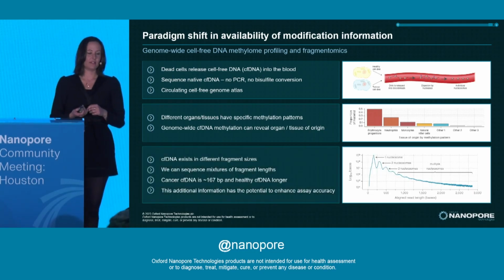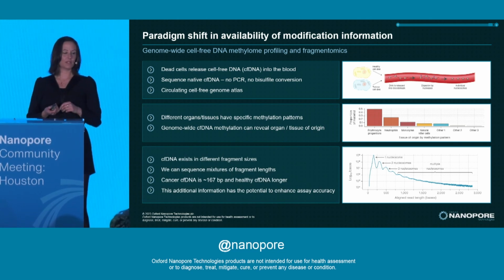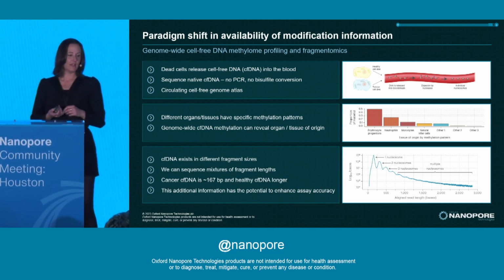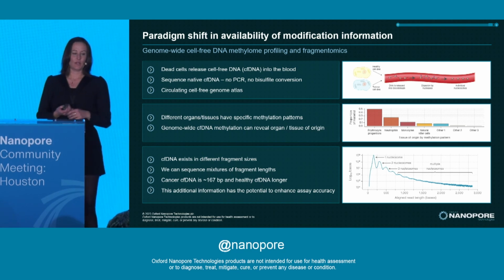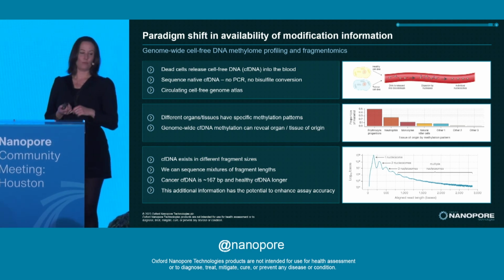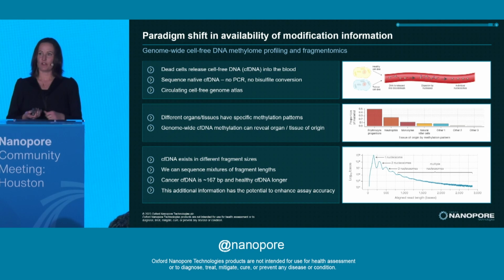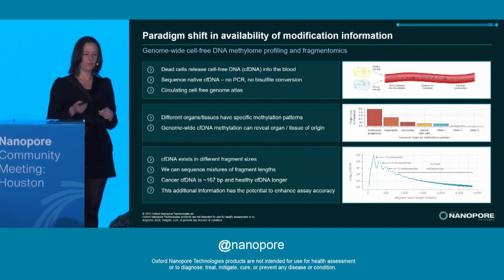Again, because we don't have any size selection or PCR bias, we can look at the length of those fragments. Unhealthy cells tend to produce one fragment length, and healthy cells tend to produce another. So without having to do anything other than taking a blood sample, we can infer information from both the read length of the cell-free DNA and from the methylation.